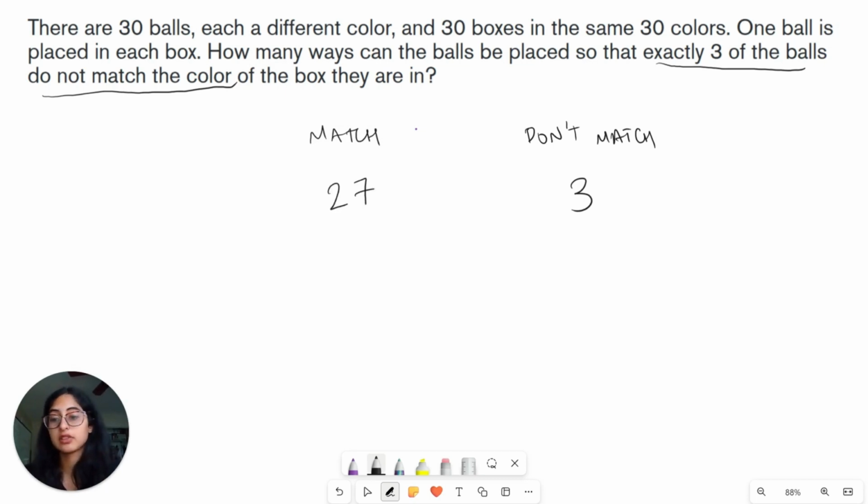But these are simpler. Let's say for the balls that don't match, we pick red, yellow, and blue. Then all our remaining balls, like pink and orange and green, are going to go into the pink and orange and green boxes. So there's only one way to arrange the balls that do match. Those are just going to be placed in their corresponding boxes. And then there are multiple ways to rearrange the balls that don't match their boxes.